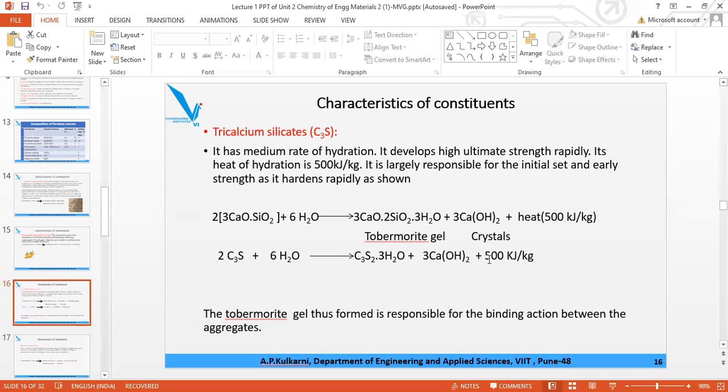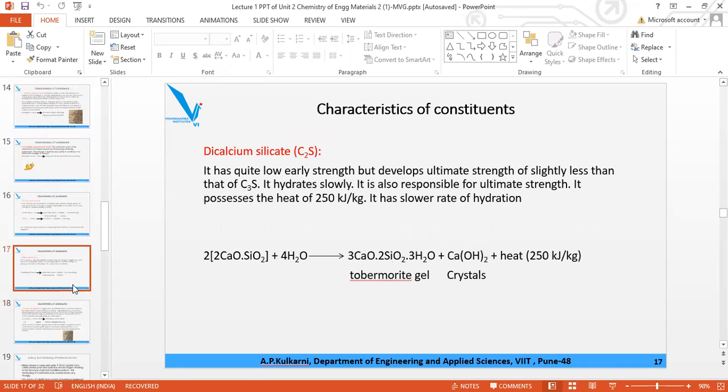And how much heat is evolved? 500. पहिल्याला 880 होतं, मग 420 झालं, मग आता 500. चला आता कोणीतरी रिॲक्शन सांगा C3S ची पटापट. कुठली पण एक सांगा, ऍब्रिव्हेशनची किंवा फुल फॉर्म्युलाची. Twice C3S plus 6H2O gives C3S2·3H2O plus 3Ca(OH)2 plus 500 kilojoule per kg of heat.